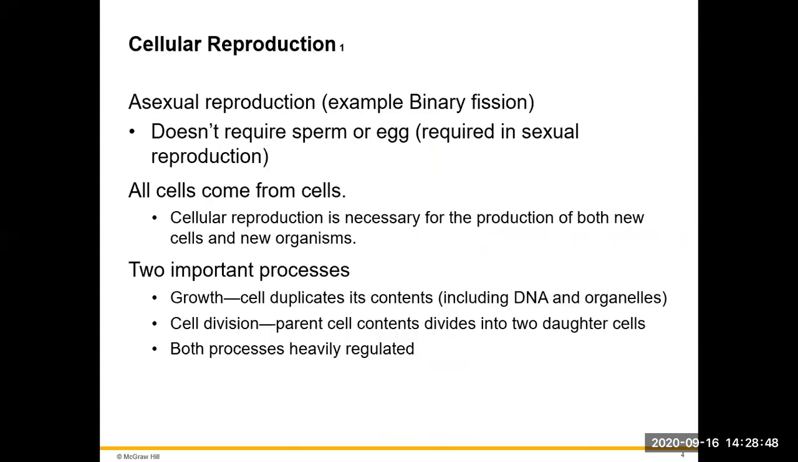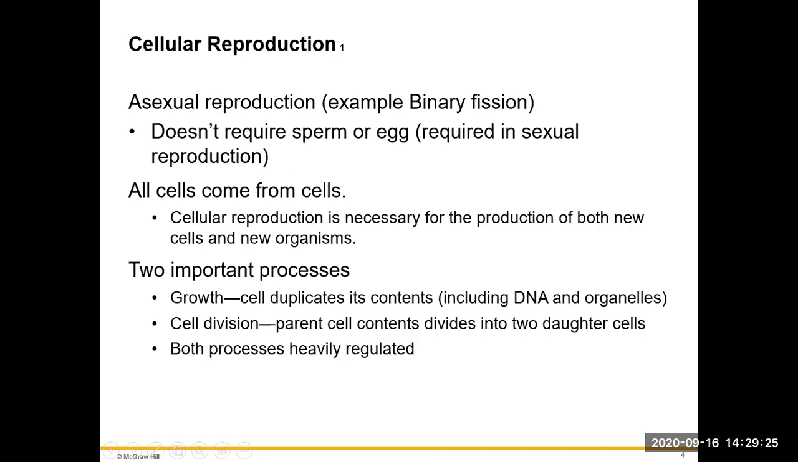There are two forms of cellular reproduction. One is asexual reproduction and the other is sexual reproduction. A typical sexual reproduction is the fertilization of the egg by the sperm. When we say asexual reproduction, a single cell divides itself into two in a process called binary fission. But this doesn't require sperm or egg, which are required in sexual reproduction.